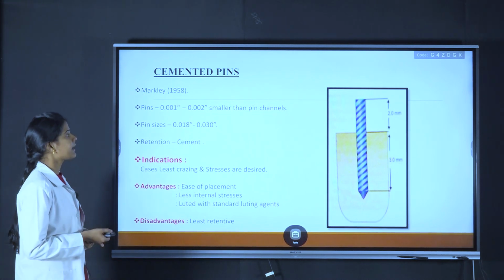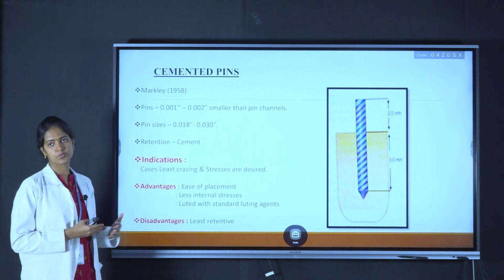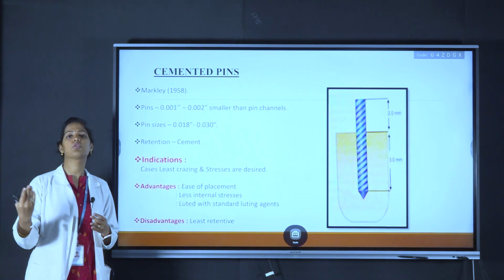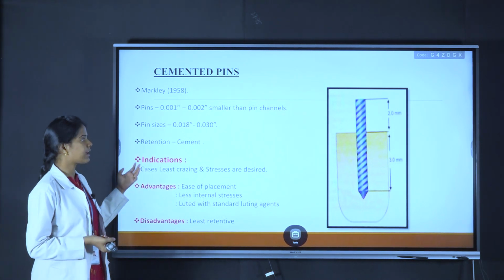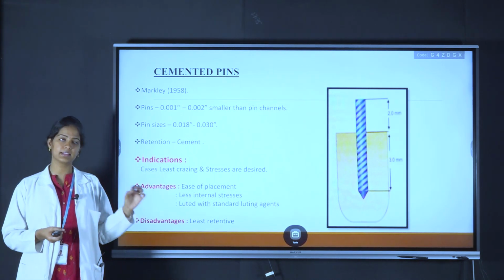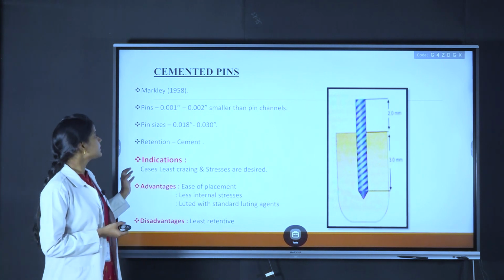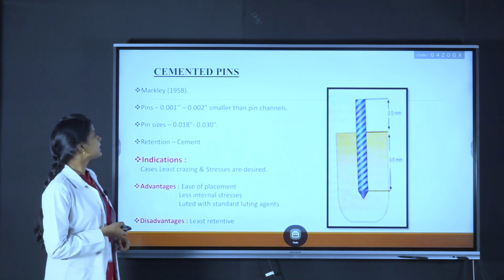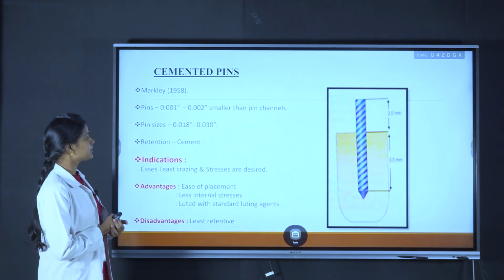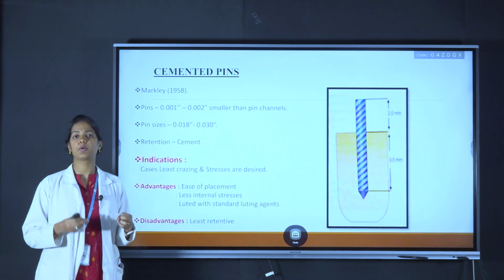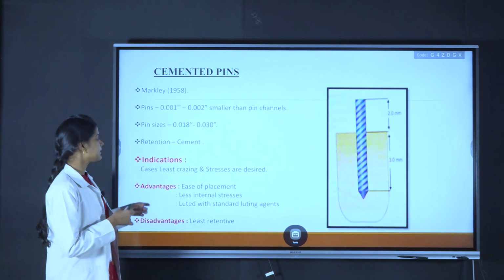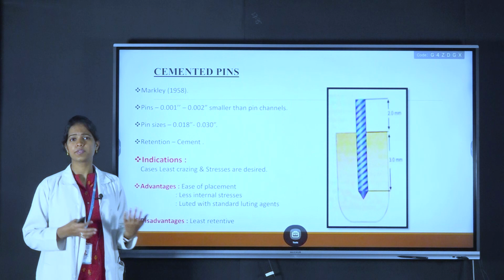So coming to the pins, the diameter of the pins is usually smaller than that of the pin channels. Because it is a cemented pin, you need to have additional space for the cement to occupy in the pin channel. The diameter of the pins is about 0.001 to 0.002 inches smaller than that of the pin channel. Coming to the pin size, it is about 0.018 to 0.030 inches. Coming to the retention of this type of pins, it is with the help of a luting cement like zinc phosphate.